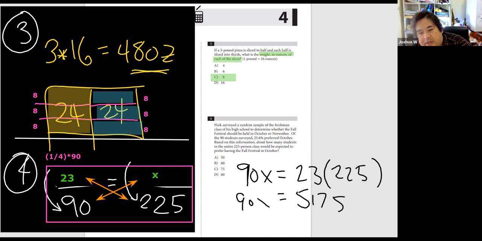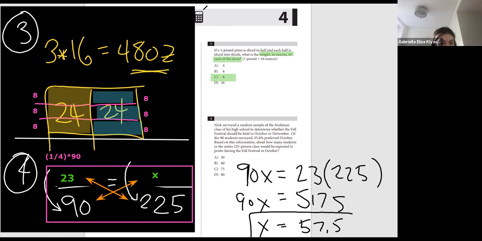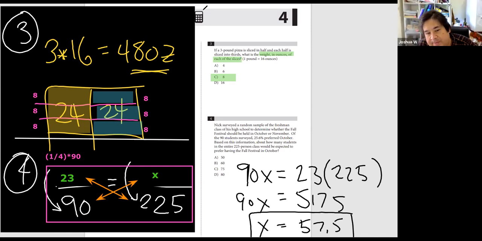Okay, so then divide by 90 and we get? Yeah, 57.5. Okay. So you could round that to 60, which is B. Okay, that's right, because a quarter was an underestimate. Yes. I remember it was 25.6. So definitely round up.